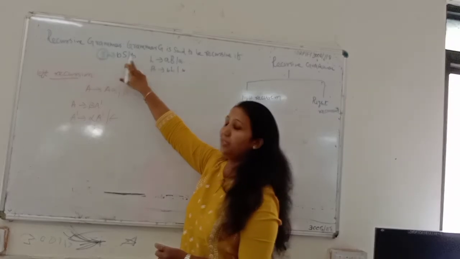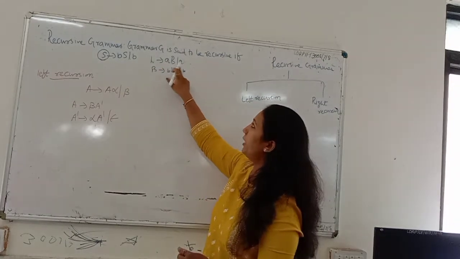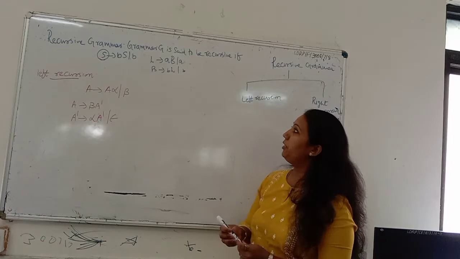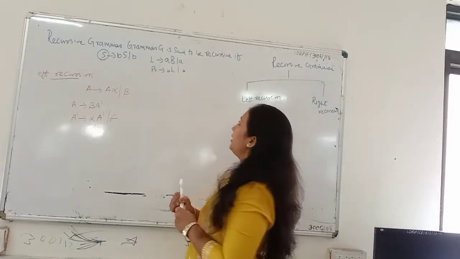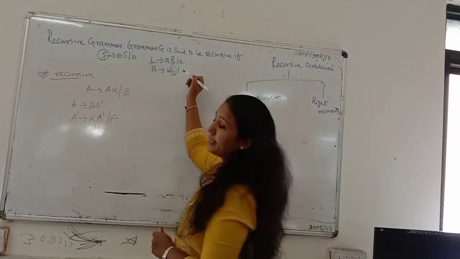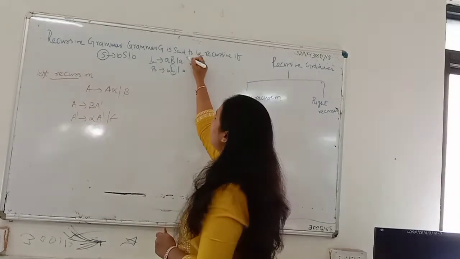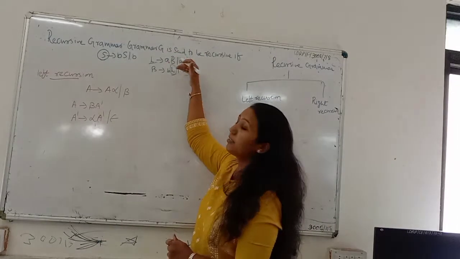The grammar can be recursive indirectly also. Let's see this production: L to AB, A, and B to BL or B. Over here we can see that L is present on the right hand side of the production, but this is an indirect recursion. Through B, L is recursively called.